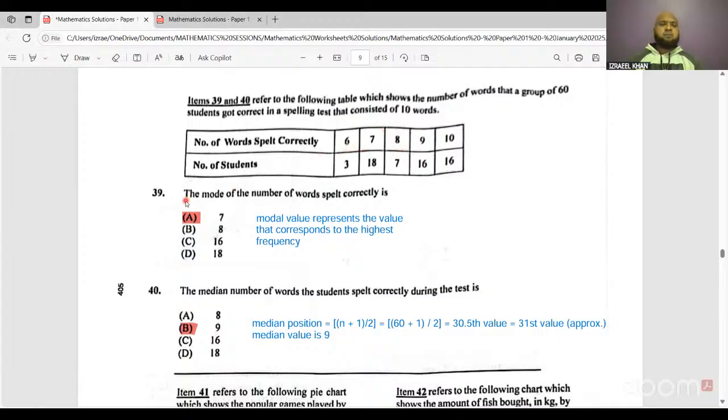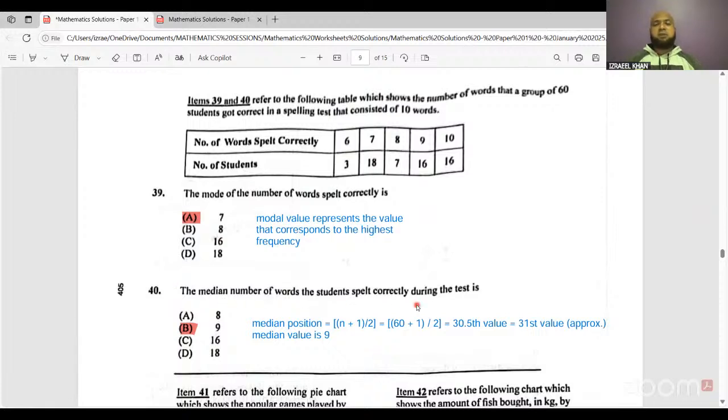The mode again represents the value with the highest frequency. The most students got 7 words correct out of 10, so your modal number of words would be 7. That's straightforward. Median number of words.